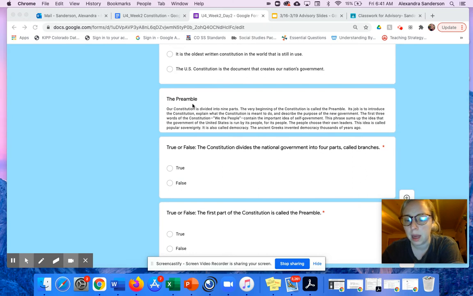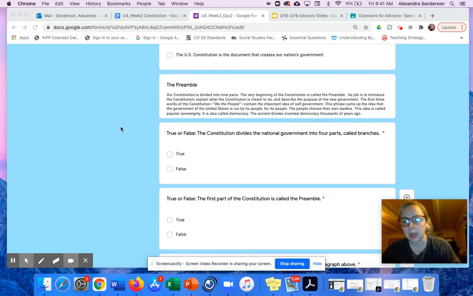Okay, so now I'm going to skip ahead and just read the preamble. The preamble is like the Constitution's introduction. So our Constitution is divided into 9 parts. The very beginning of the Constitution is called the preamble. So say that with me, preamble. Its job is to introduce the Constitution, explain what the Constitution is meant to do, the purpose, and describe the purpose of the new government.